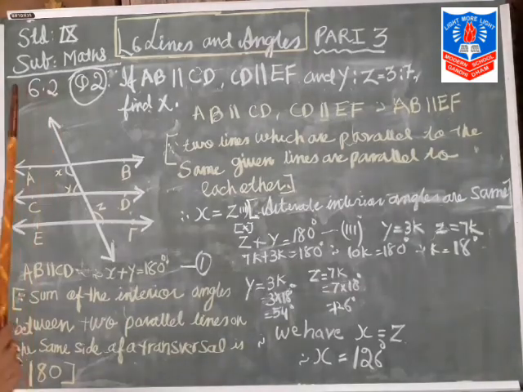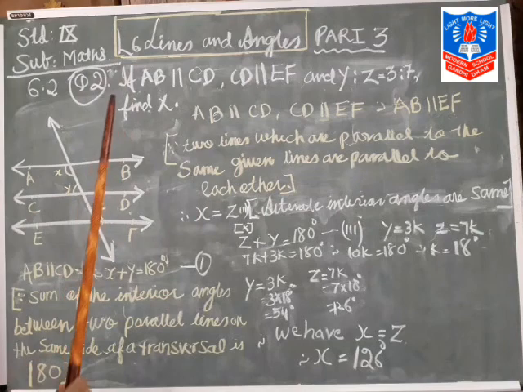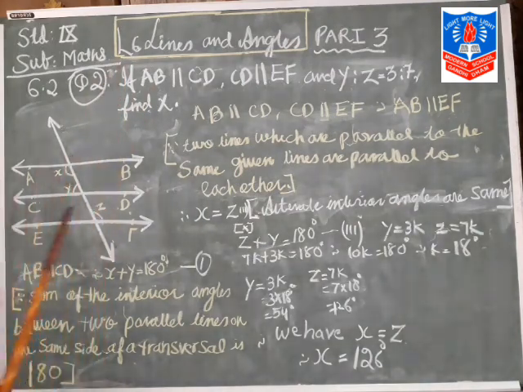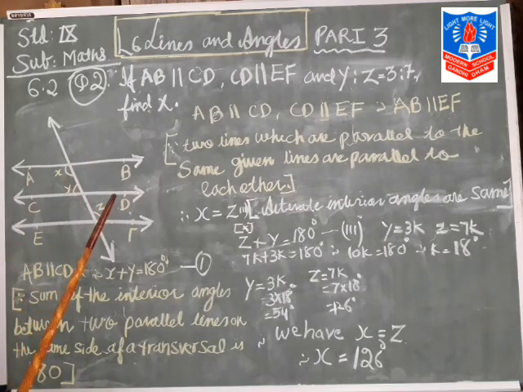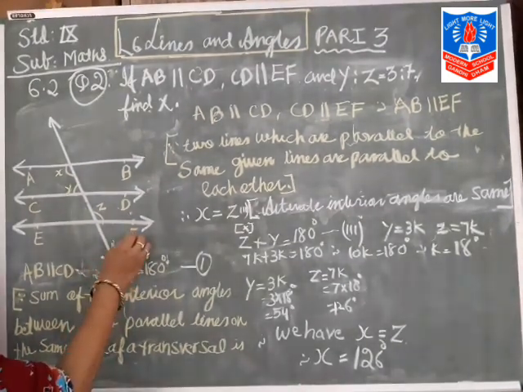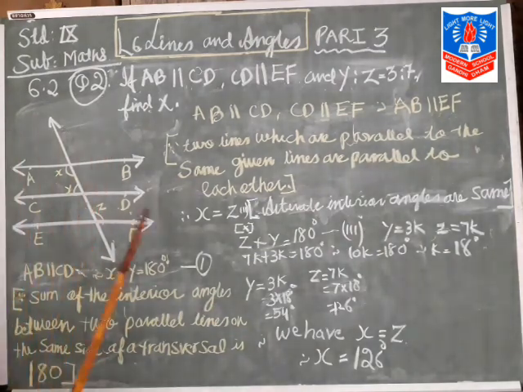Now children, 6.2, question number 2. In the previous question, 2 lines were given. Now you have 3 parallel lines. What is given? AB parallel to CD and CD parallel to EF. So now we can write that AB is also parallel to EF.